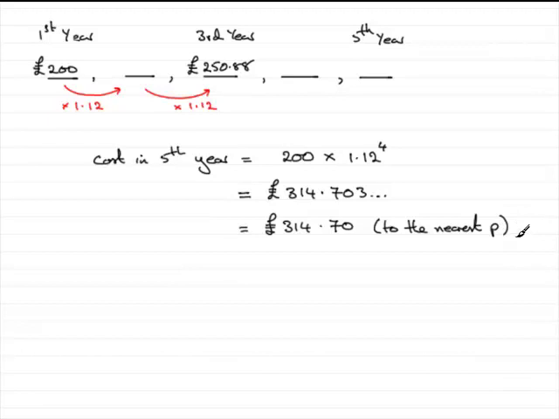Okay? You might realize that what we've got here is essentially a geometric series, or geometric progression. And the first term is often called A. The next term is AR, R being the common ratio, which in this case is the 1.12. The third term will be AR squared. Fourth term, AR cubed. And the fifth term, AR to the power 4. Okay?